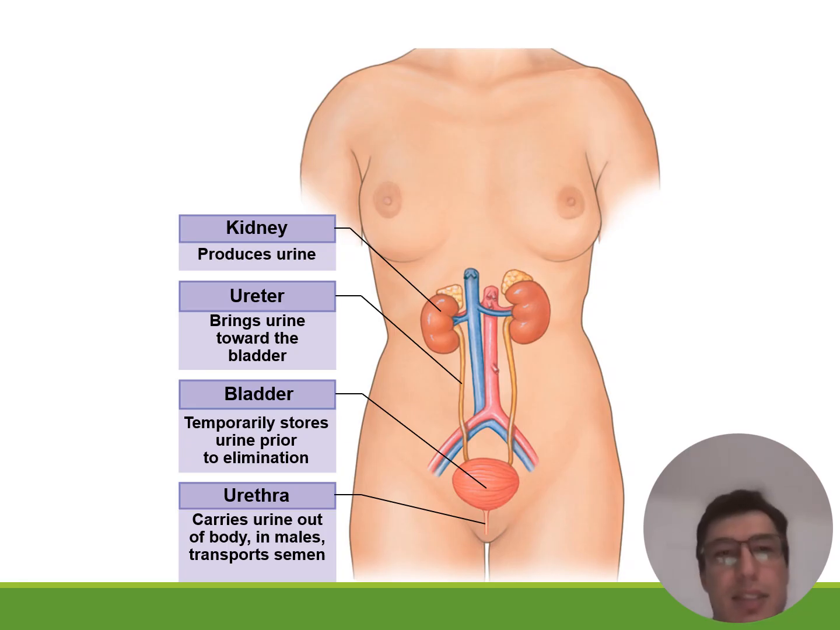So to start with, let's take a look at some of the major components of the urinary system, and that is the kidney, the ureter, the bladder, and the urethra. So most of the filtration happens within the kidney, and once that happens, then we deliver the urine through the ureter, and then we go into the bladder where it is stored and then released outside of the urethra through micturition.